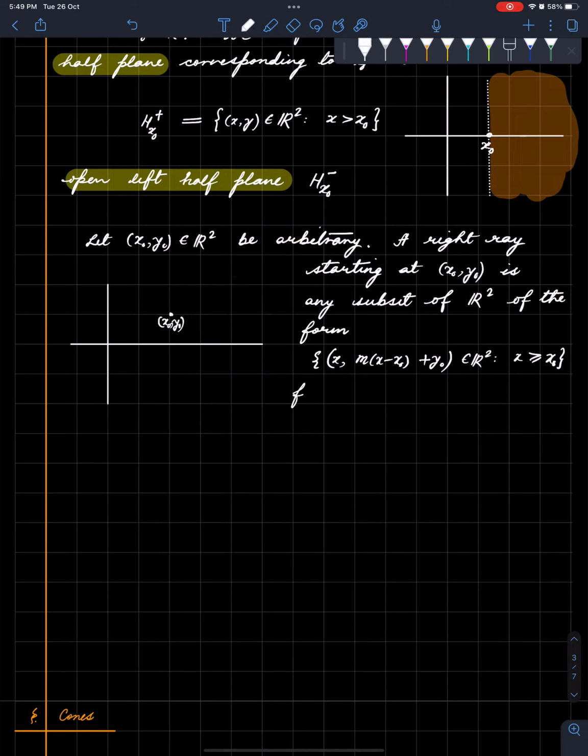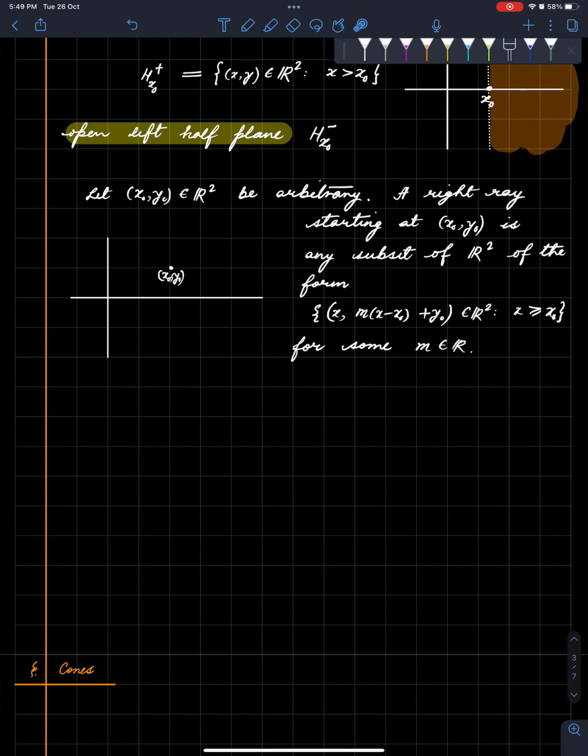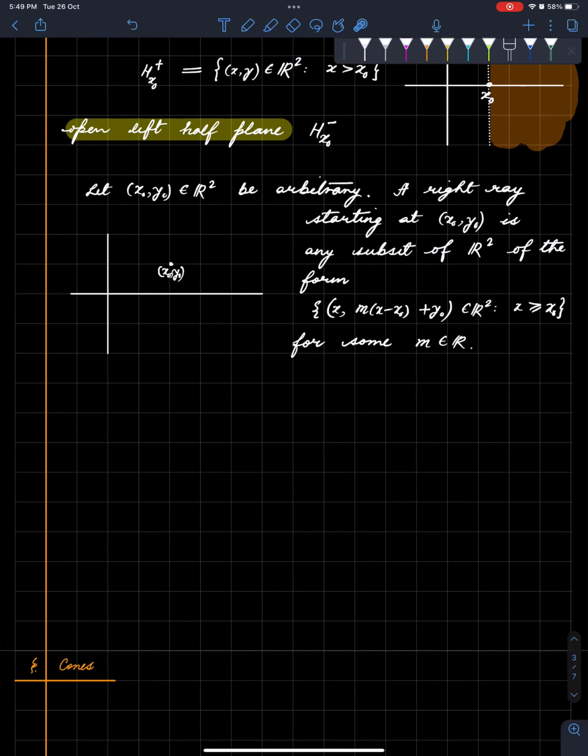So for some real number m, if m is positive, then you go like this. If m is negative, you go like that, and if m is 0, then you go like that. So that's a right ray. And let me just draw it, maybe for peace of my mind. So any such thing is a right ray. Okay.